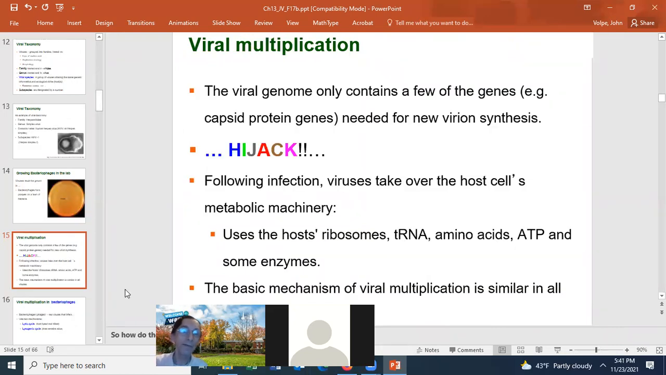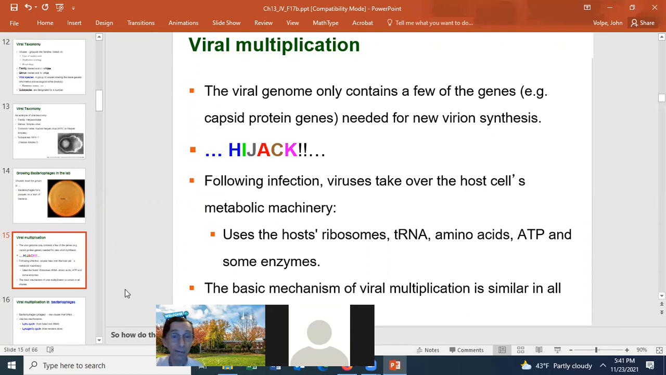Okay, no questions. Let's move on to viral multiplication. The virus genome only contains a few genes, maybe a dozen, two dozen at most. These include genes for the capsid proteins and some of the virus enzymes, generally just a few.